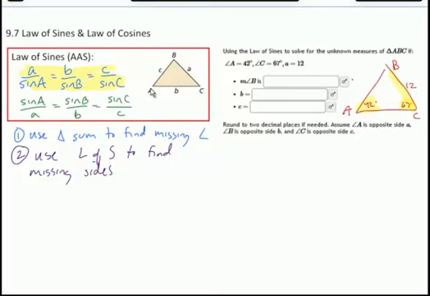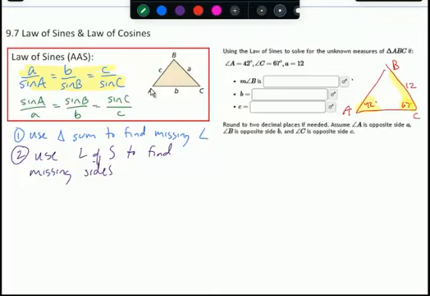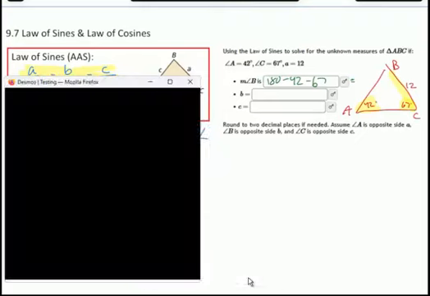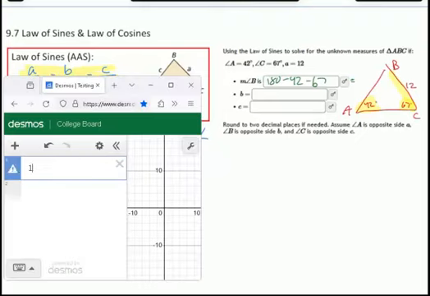So the easiest thing to do is find B first. I can do that by using triangle sum. 180 minus the given angles, 42 and 67. And when I do that, I get my solution. 180 minus 42 minus 67 leaves 71 degrees. So there's my first answer.